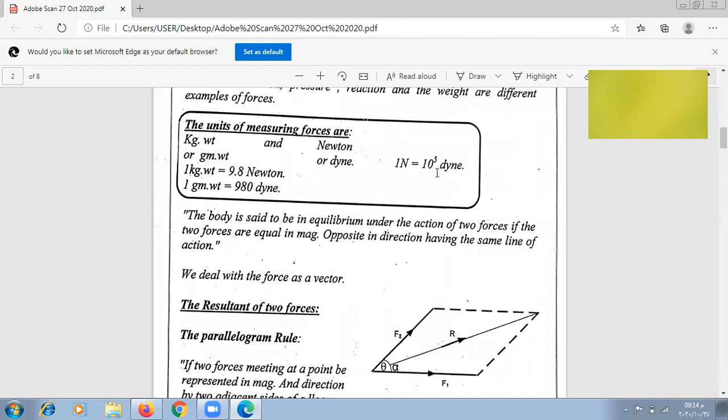When can we say that a body is in a state of equilibrium? If you put any body on a table, it won't move, so it is in a state of equilibrium. Why is it in a state of equilibrium? Because it is under the action of two forces. Its weight acting vertically downwards and the reaction of the table on the body, and it acts vertically upwards. They have the same line of action, different directions, same magnitude.